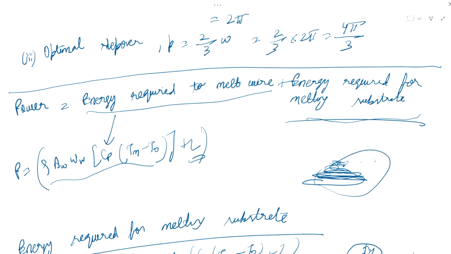When energy required to melt wire, this will be density. Suppose in mild steel, the density will be 8000 kg per meter cube. This will be pi by 4 d square. This will be the velocity of the wire. Cp will be 450 joule per kg degree Celsius, and we can consider this in 1800, and this will be room temperature, which is around 300 Kelvin, and latent heat is 5000 joule per kg. Okay. So this was all about today's class.